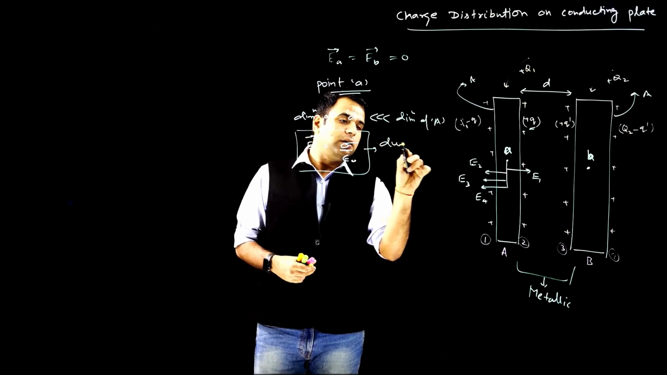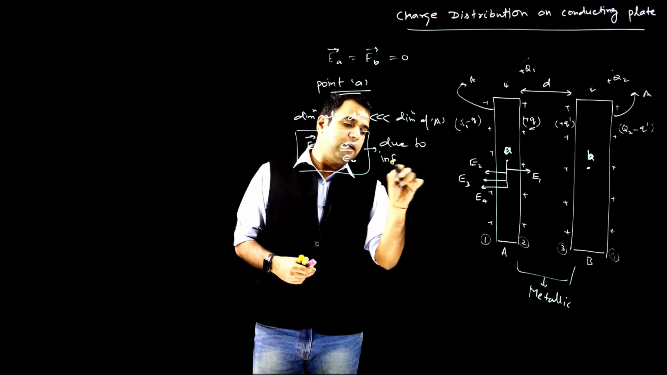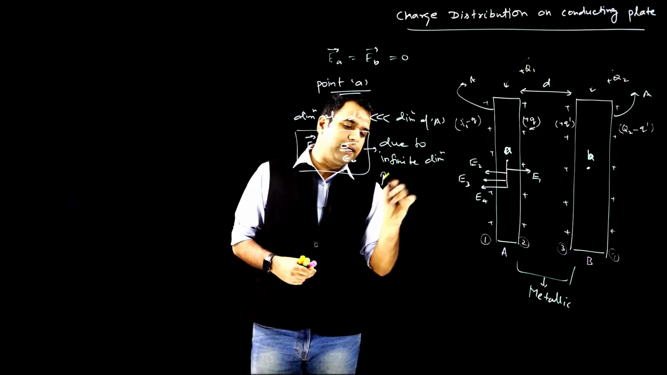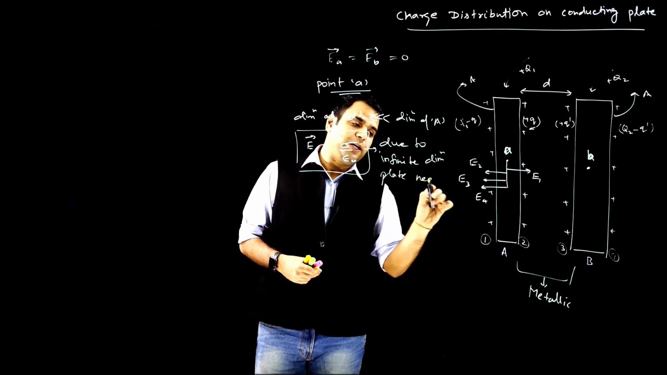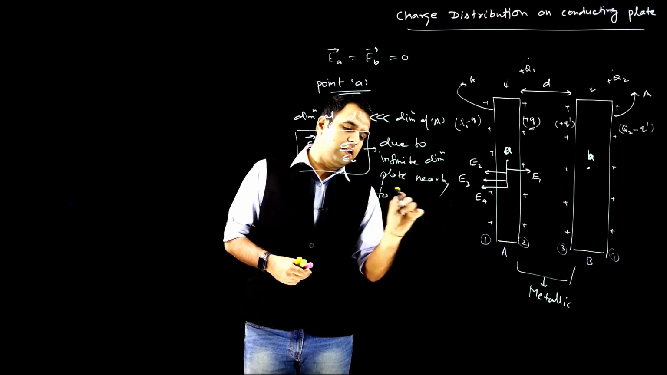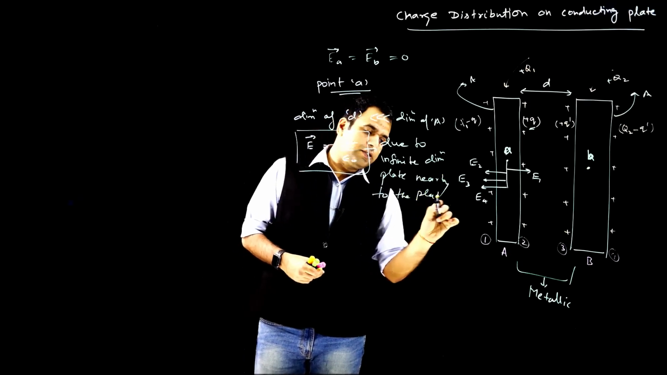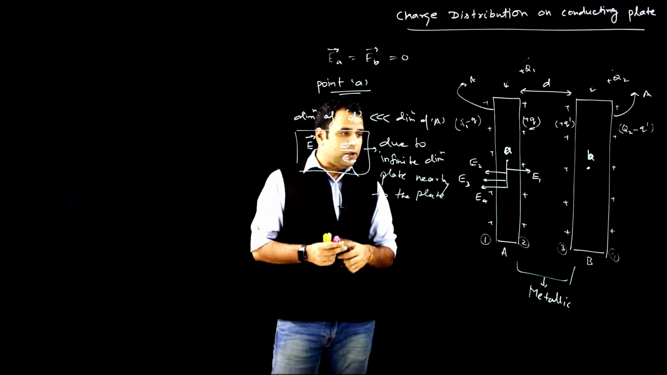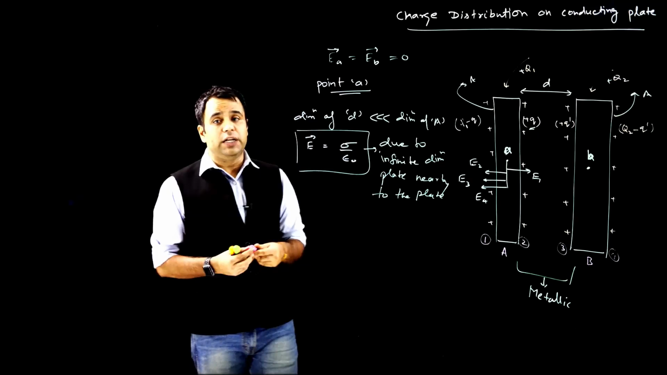This is the field due to an infinite dimension plate nearby to the plate. Since these points are very nearby to the plates, I can utilize this formula. So let's calculate E1, E2, E3 and E4.